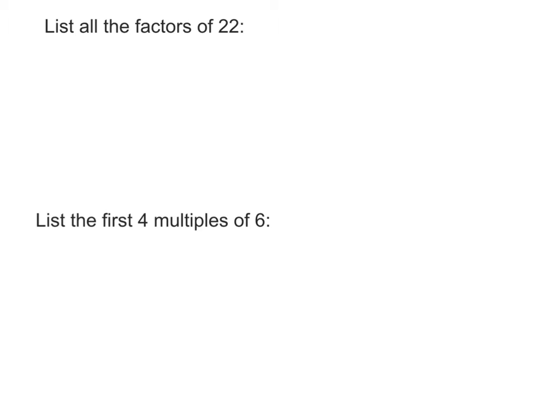On your quiz today, it's going to ask you to list all the factors of some other number. All the factors means we're going to go through and start with 1 and say 1 times what gives me 22? Well, 1 times 22. 2 works, 2 times 11. 3 doesn't work because 2 plus 2 is 4. That's not a multiple of 3. It's not going to work.